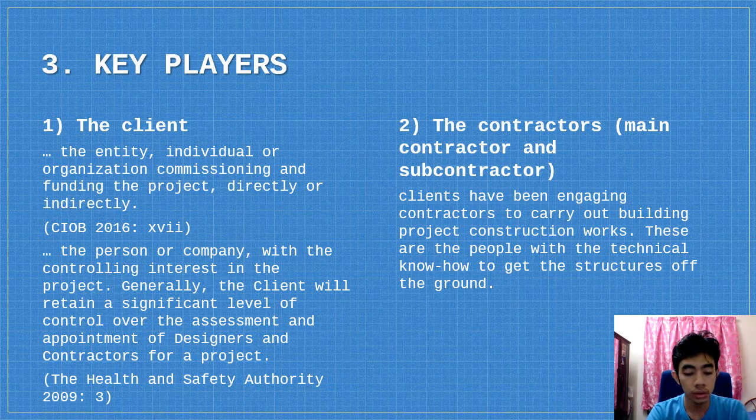The second one is the contractor. Traditionally, clients have been engaging contractors to carry out building project construction works. These are the people with the technical know-how to get the structures off the ground. Considering the scale of the works being carried out, the contractors could be in several other categories such as main contractor and subcontractor, while the main contractor is concerned about all the works involved within a project and is accountable to the client.